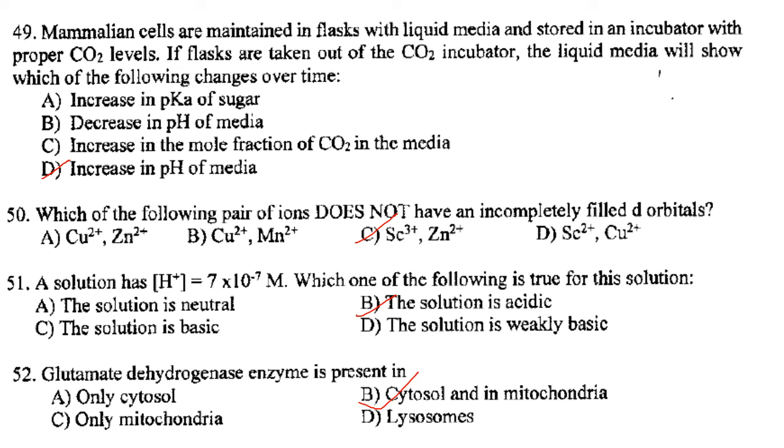Now a carbon dioxide incubator is used in cell culture to provide it with optimum temperature, moisture and to maintain optimum pH. So once you take it out, you get an increase in pH of the medium.